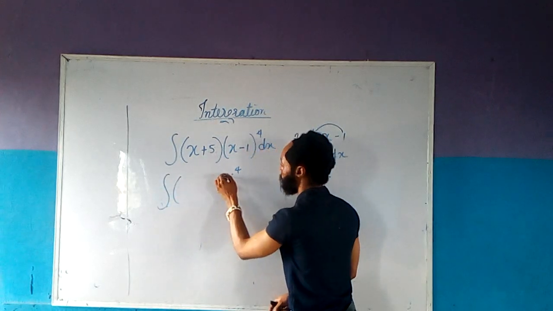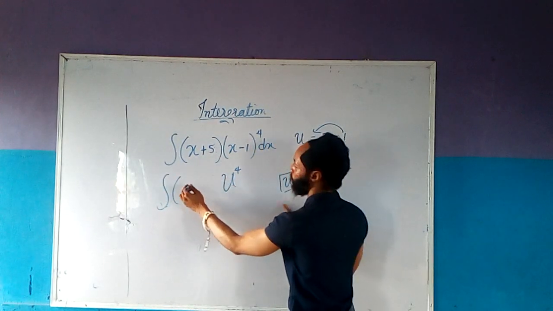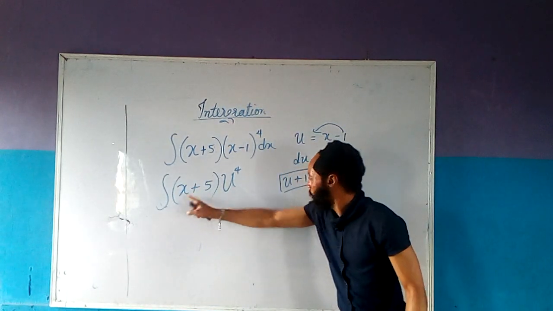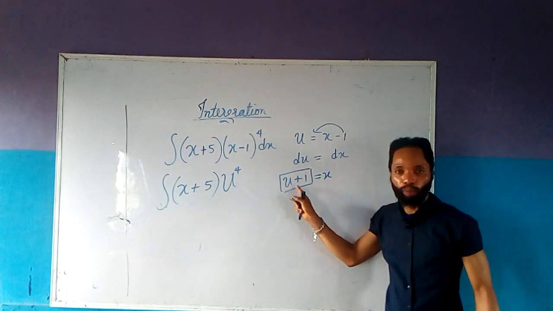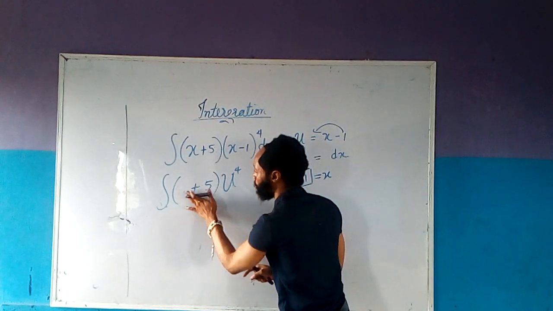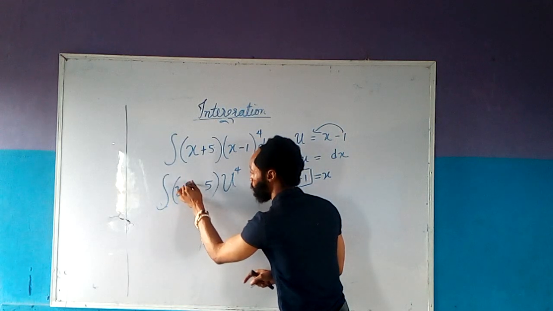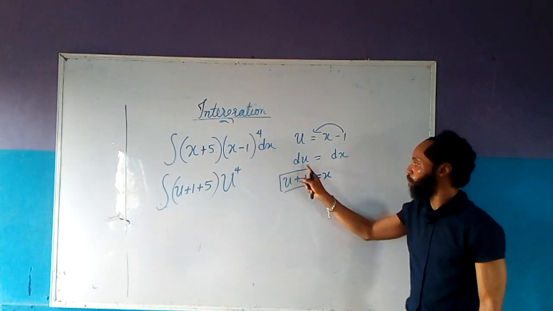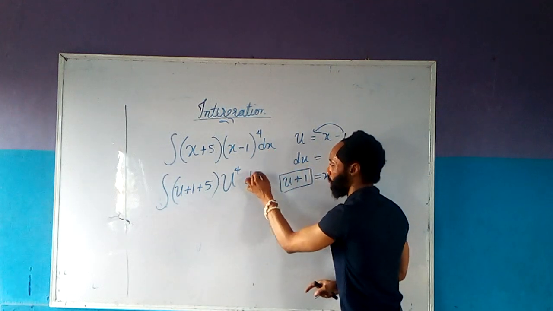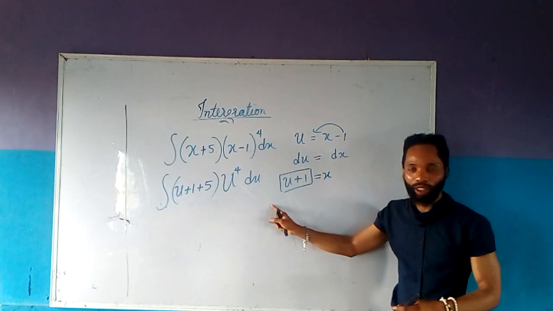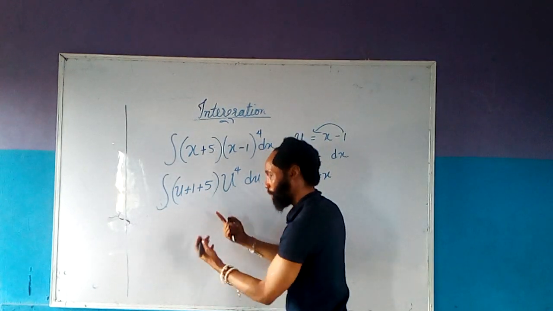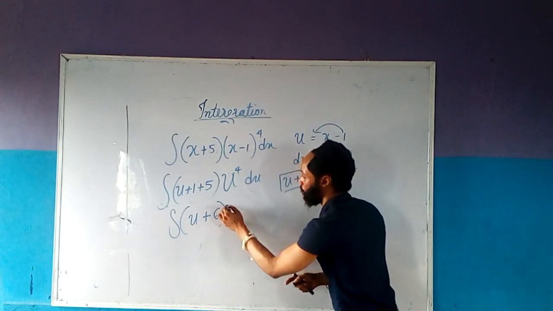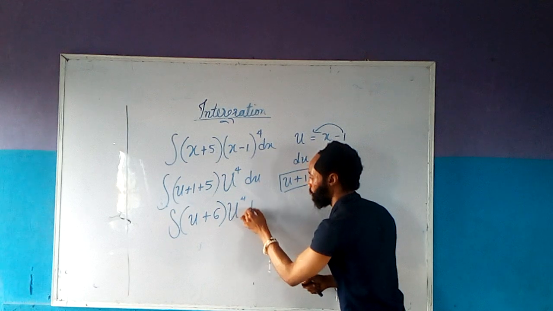This is u raised to the power 4. Then we have x plus 5. I'm going to substitute x with u plus 1. Instead of writing x, I'm going to write u plus 1, then plus 5. The dx will now become du. So you can see everything is in terms of u at this point. So 5 plus 1 is 6. So we have (u plus 6) times u raised to the power 4 du.